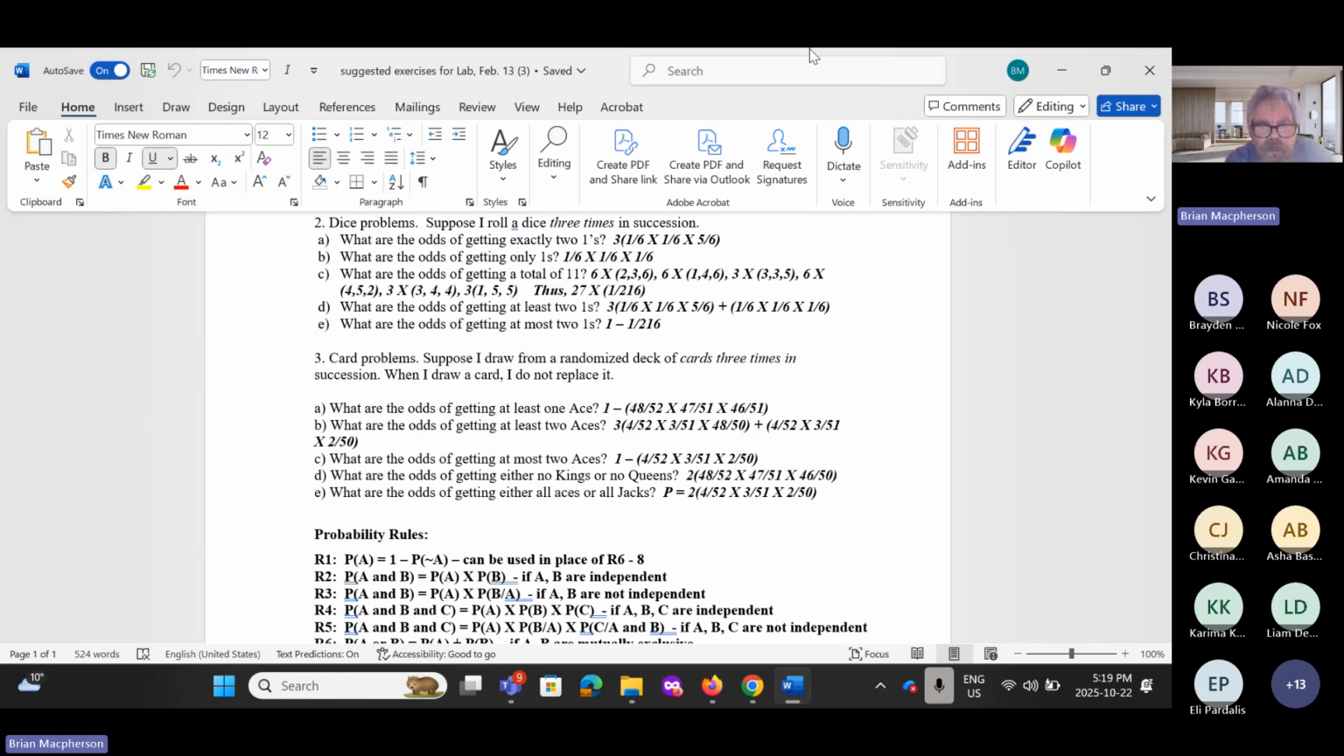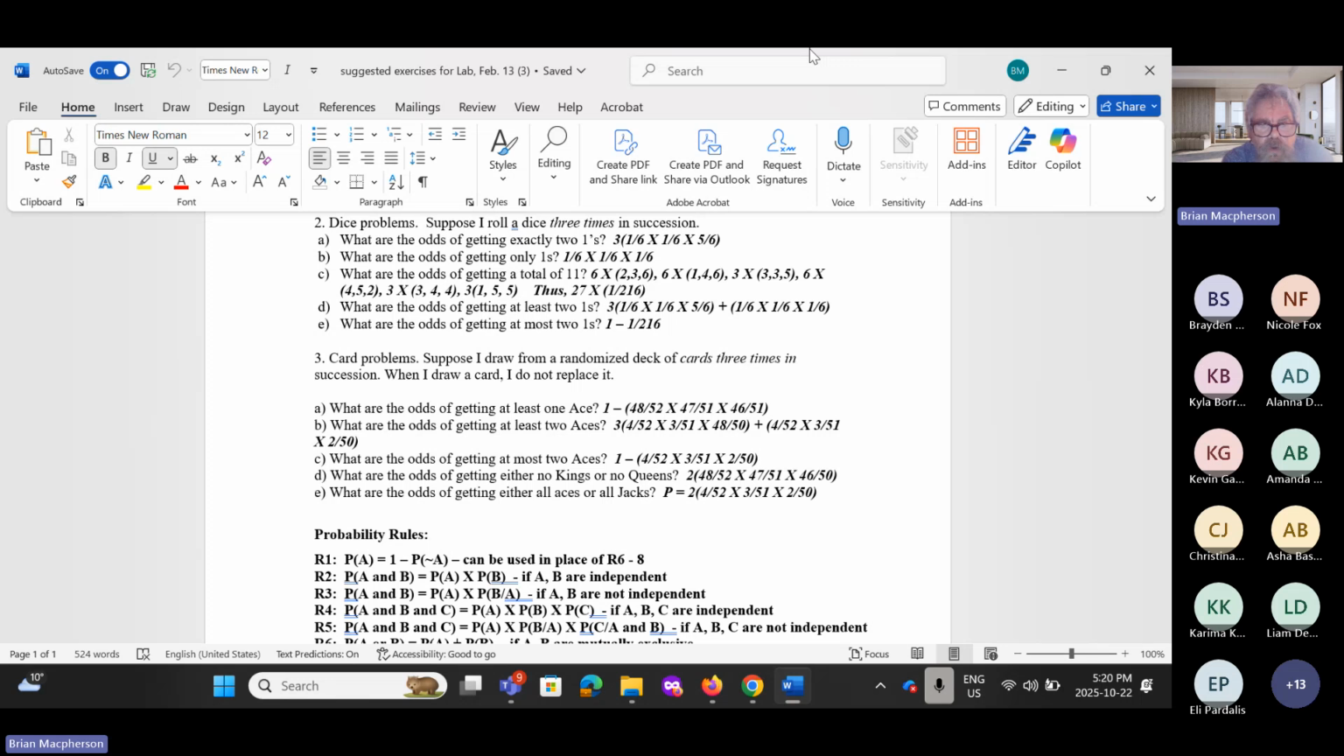Number B, what are the odds of getting either no kings or no queens? So you're going to use the disjunction rule, and disjunction involves adding. In other words, there are 2 possibilities. I get, let's say, no kings, or the other possibility is I get no queens. The chance of getting no kings is 48 out of 52 times 47 out of 51 times 46 out of 50. The chance of getting no queens, again, is 48 out of 52 times 47 out of 51 times 46 out of 50. So those are the 2 possibilities, either no kings or no queens. I add those together, and that will give me my answer.